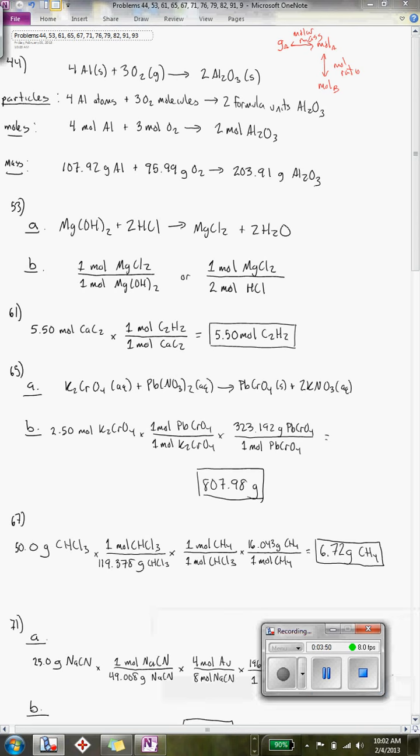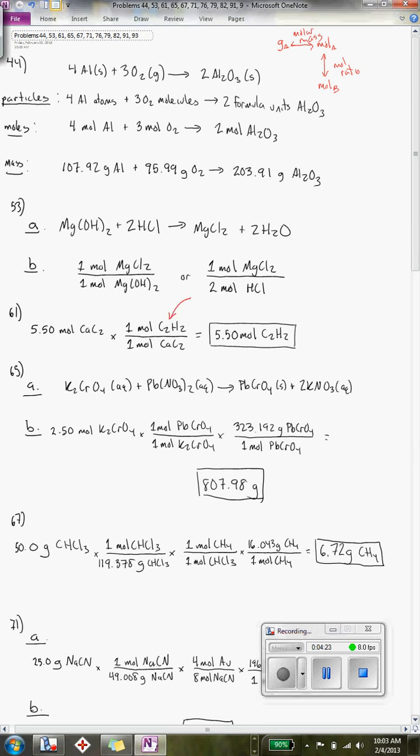Okay, in number 61, what we're doing is we're applying a mole ratio from a balanced chemical equation. So you're given the equation CaC2 plus 2H2O goes to Ca(OH)2 plus C2H2. And you're starting with 5.5 moles of this calcium carbide, the CaC2, and you're asked how many moles of acetylene, C2H2, you can come up with. We're converting between moles of one substance and moles of another substance, so the mole ratio is what we're going to use to get back and forth between those 2 things.